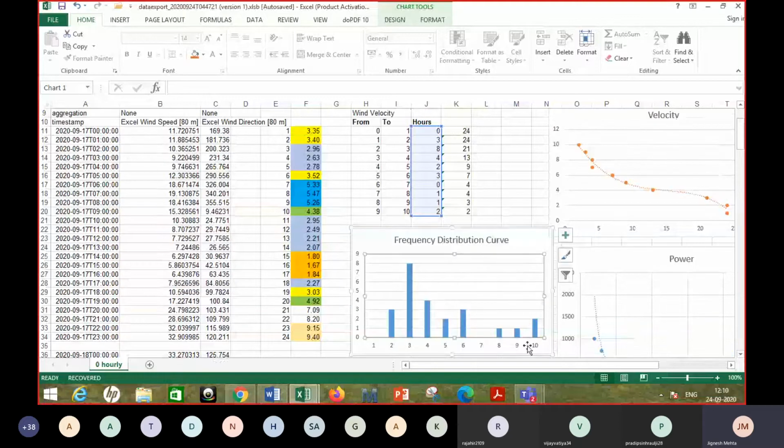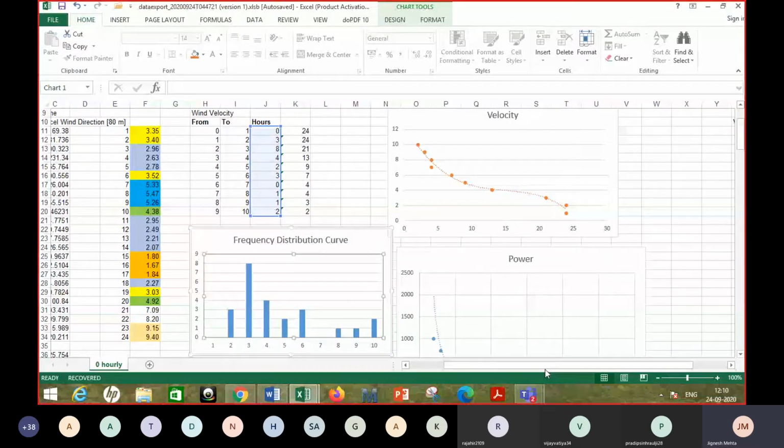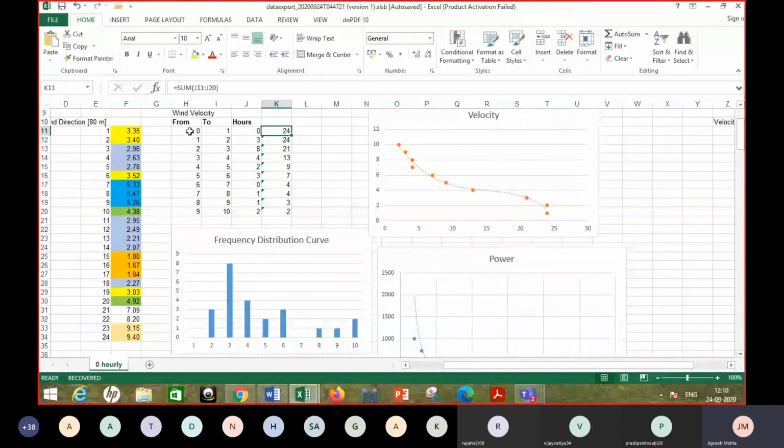Now another curve is the velocity duration curve. So as you can see this column here, if I take 1 meter per second, then for all 24 hours it was 1 or more than that, right? Then, or you can say 0, you can consider this one 0. So for all 24 hours it has to be more than 0. For 1 meter per second, even for all 24 hours it was more than 1 meter per second.